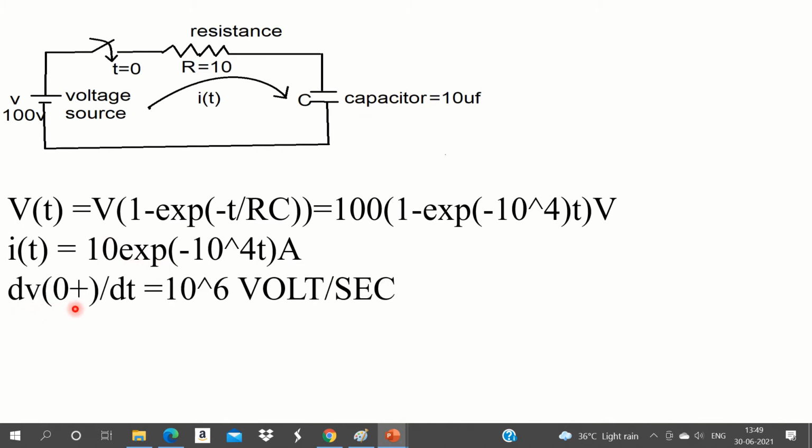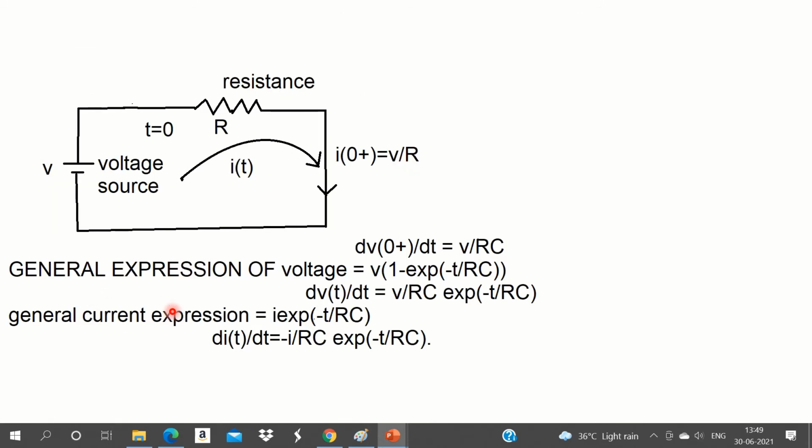This is dV by dt at 0 plus instant. dV by dt is 10 power 6 volts per second, and di by dt at 0 plus instant is 10 power 5. How am I writing this 10 power 6 and 10 power 5? What is dV by dt? dV by dt is V by RC. What is di by dt? I by RC. Here V is 100 volts, R is 10 ohms, C is 10 microfarad.